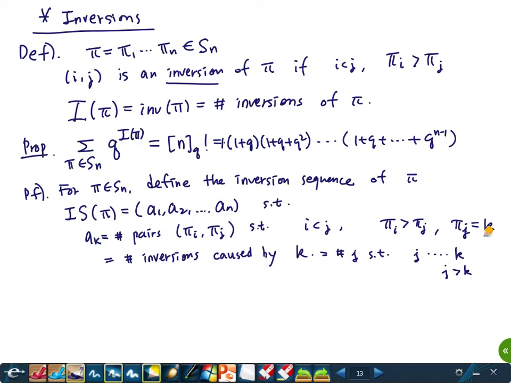So basically we count integers greater than k which appear earlier than k. This will give you one inversion, right? So I'm going to count that number, Ak. And if you make a sequence using Ak, that's going to be the inversion sequence. Let me give you an example on the next page. Example. This should make this clear.